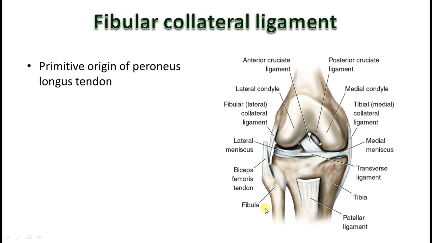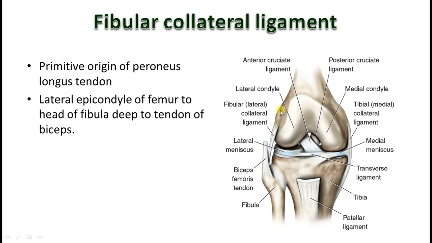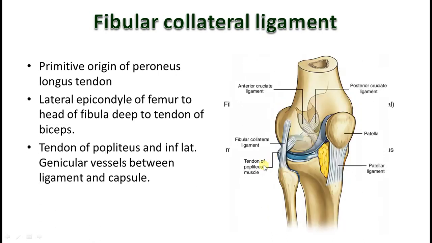Peroneus longus is actually a muscle of the lateral compartment of the leg. So the primitive origin of the peroneus longus tendon extends from the lateral epicondyle of the femur to the head of the fibula and passes deep to the biceps femoris. It does not merge with the capsule. Between the capsule and this one there is a bursa, and also the tendon of popliteus passes between it. So as I told you, you can see the tendon of popliteus and inferolateral genicular vessels passing between the fibular collateral ligament and the capsule of the knee joint. So that is about the fibular collateral ligament.